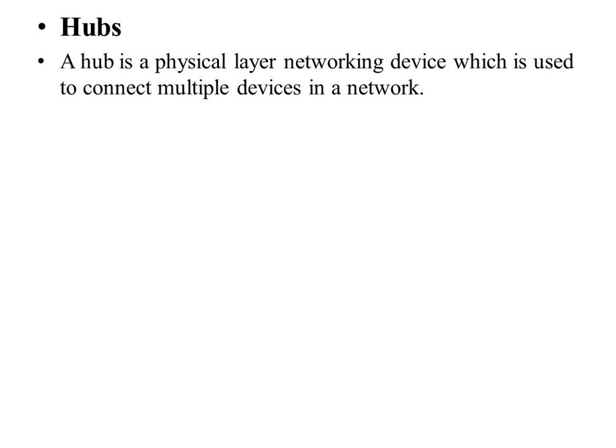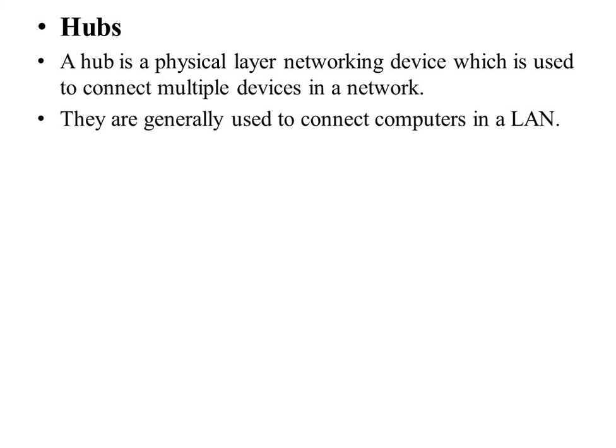So actually, repeater and the hub, there are certain differences. What is a hub? Hub is a physical layer networking device which is used to connect the multiple devices in the network. So that is what the difference is. Repeater is not able to connect it, but the hub is able to connect the multiple devices in the network, and they are used to connect the computers in a LAN.